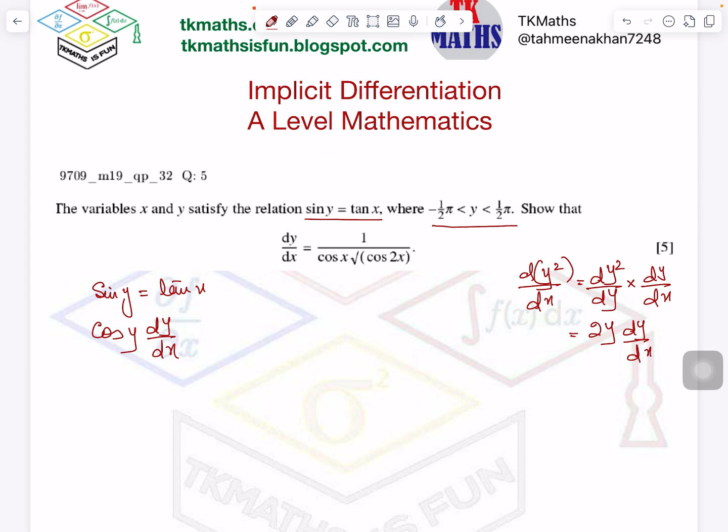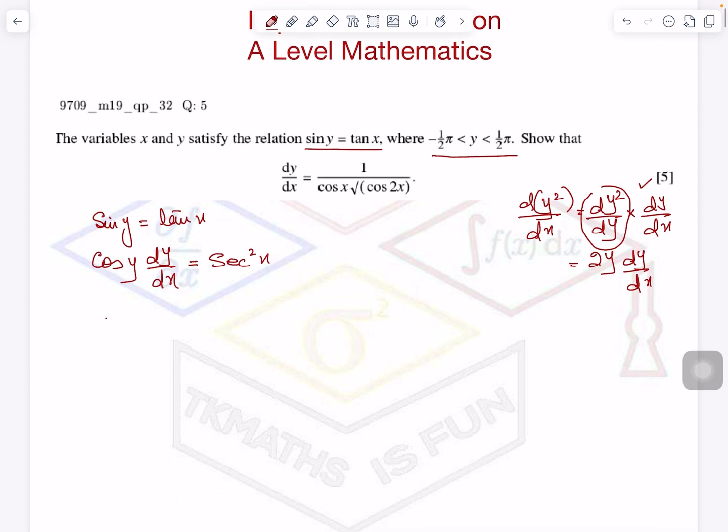So we learn from there that whenever we are differentiating y with respect to x, we differentiate just like a normal differentiation, and after that we multiply it by dy over dx. So the differentiation of sine is cos, so it is cos y, along with dy over dx. Differentiation of tan x is sec square x. If you need further explanation on this, you can mention it in the comments and I'll explain it to you. So I get dy over dx equals sec square x over cos y.